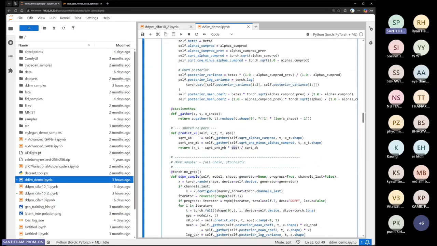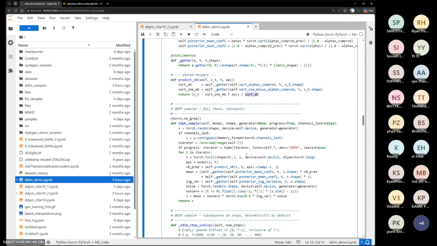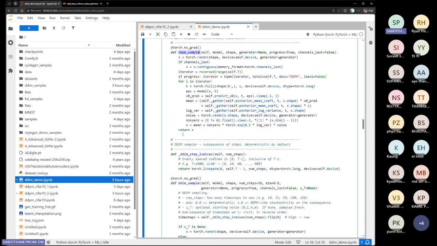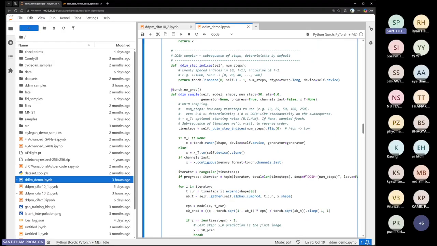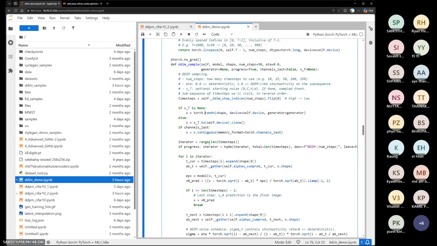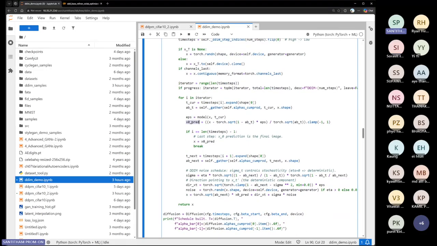Okay, multiply epsilon, and you have xt coming here, the square root. The DDPM, like last time, you have the DDIM sample, which is a useless iteration. Okay, if you have a question, please ask, or you can type in the chat.